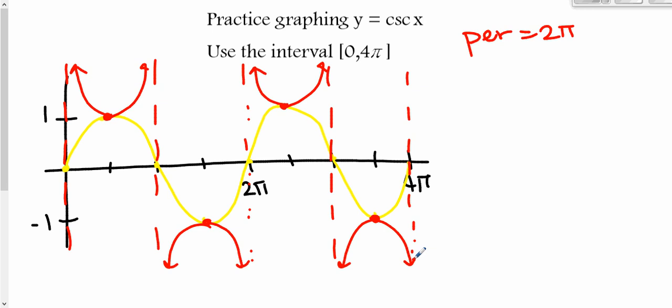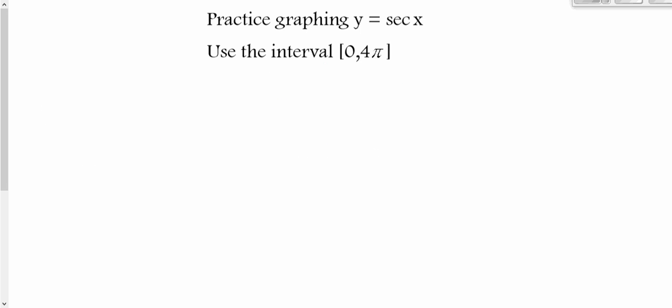You don't necessarily have to memorize the shape, but you need to know how to get it from the shape of the sine graph. So then you would just ignore the yellow one. Let's see if I can just erase it. Something like that, okay? Let's do the same thing to graph the secant graph.